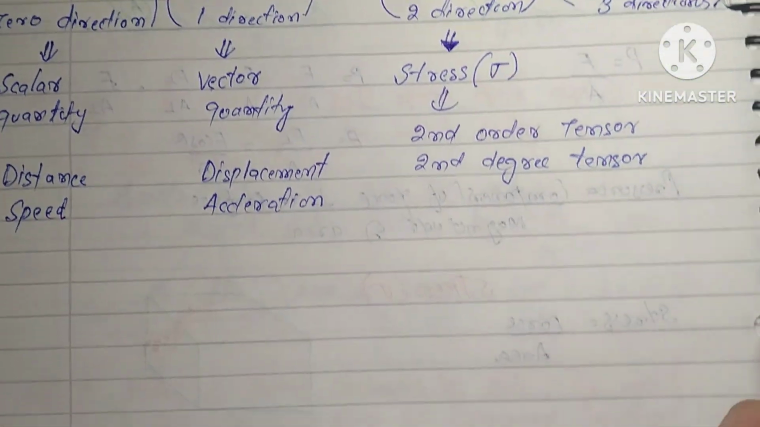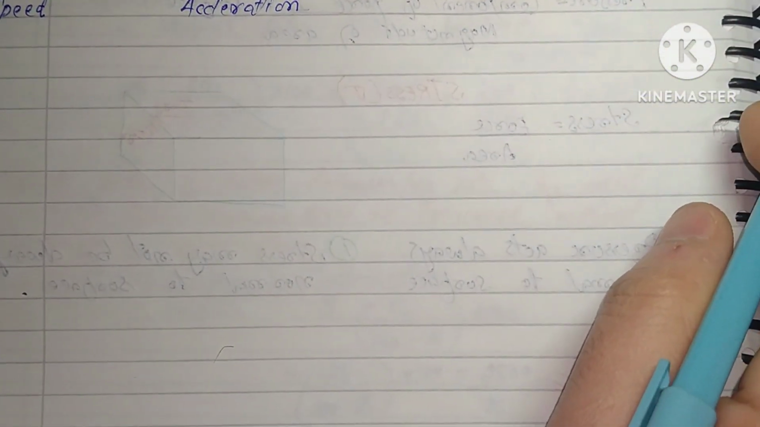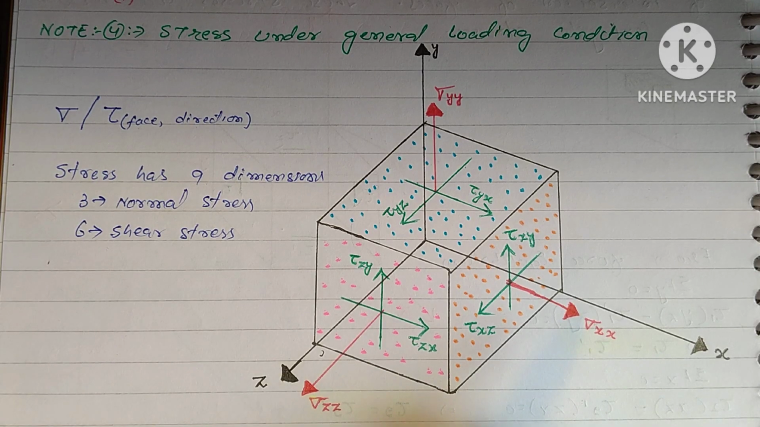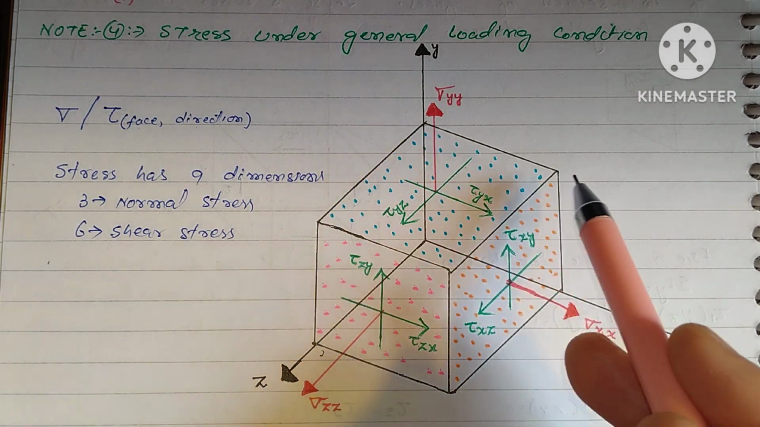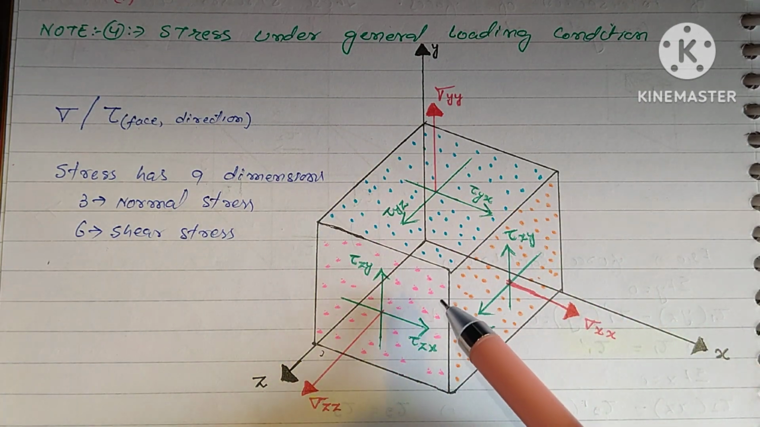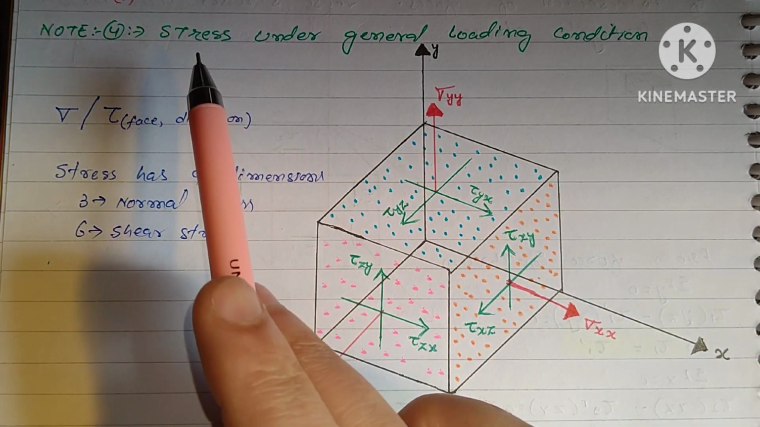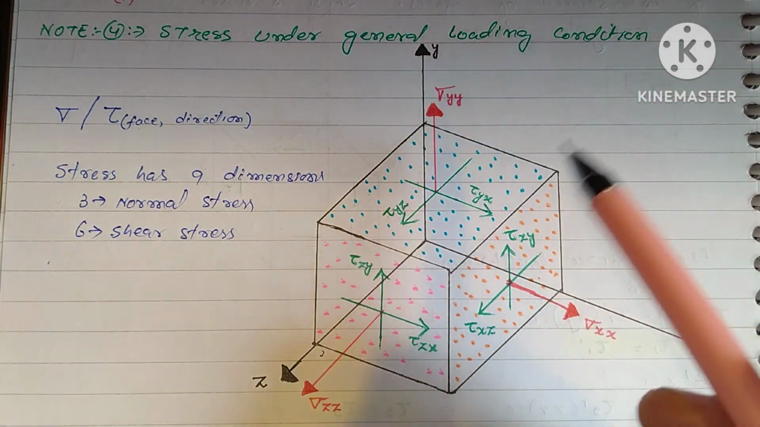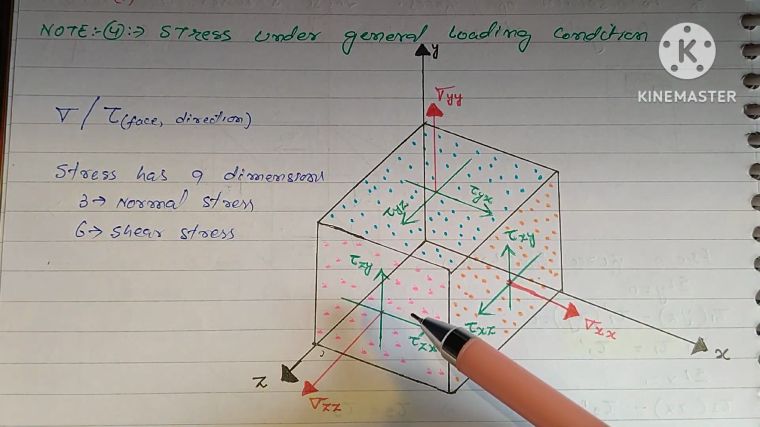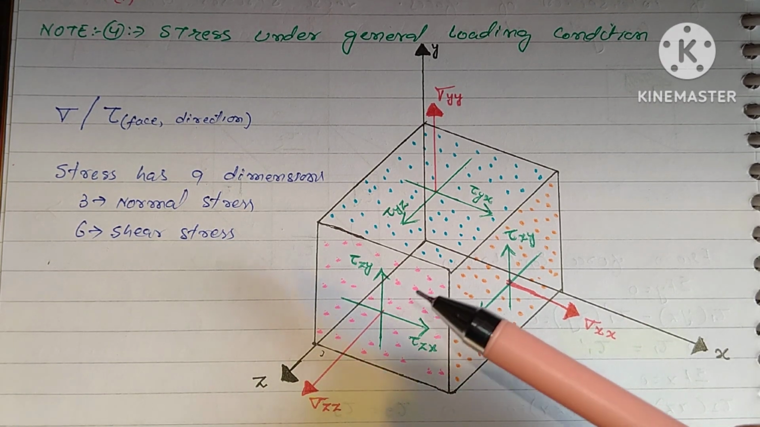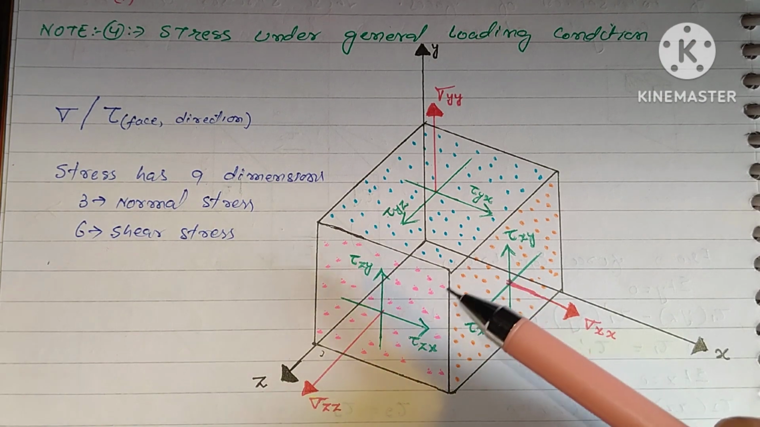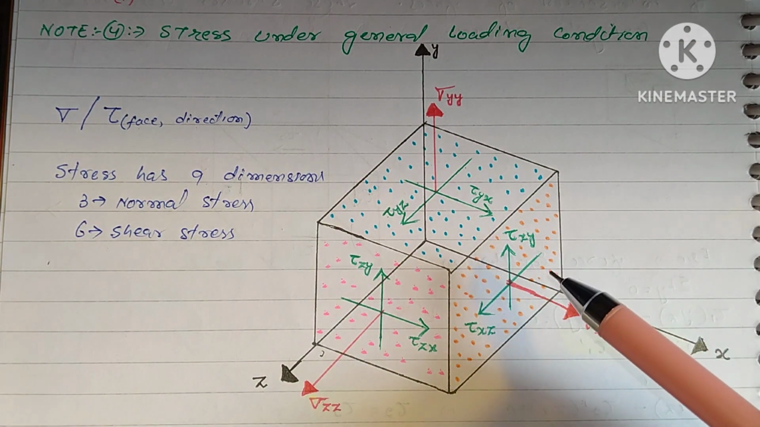Here I have mentioned it in the form of a note. This is the general body and it is subject to a general loading condition, stress under the general loading condition. It is subject to any loading. It may be point load, it may be UDL, it may be UVL, or it may be torsional loading, any type of loading. Every body has three phases.